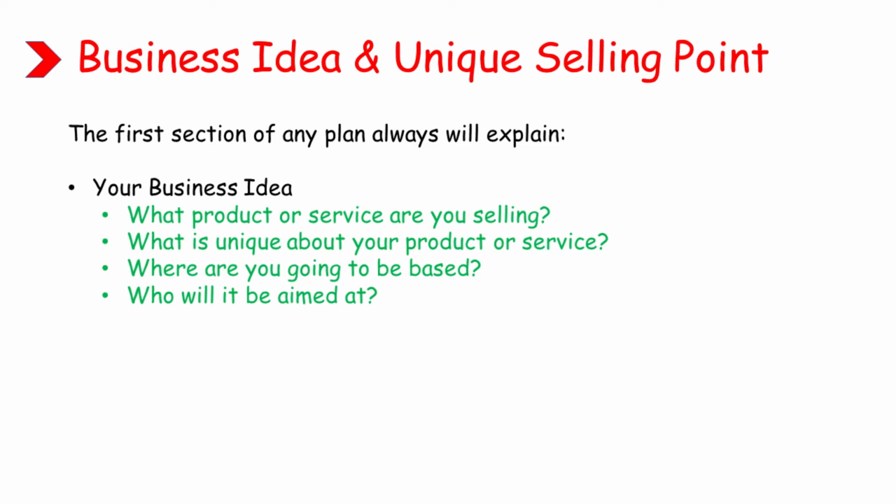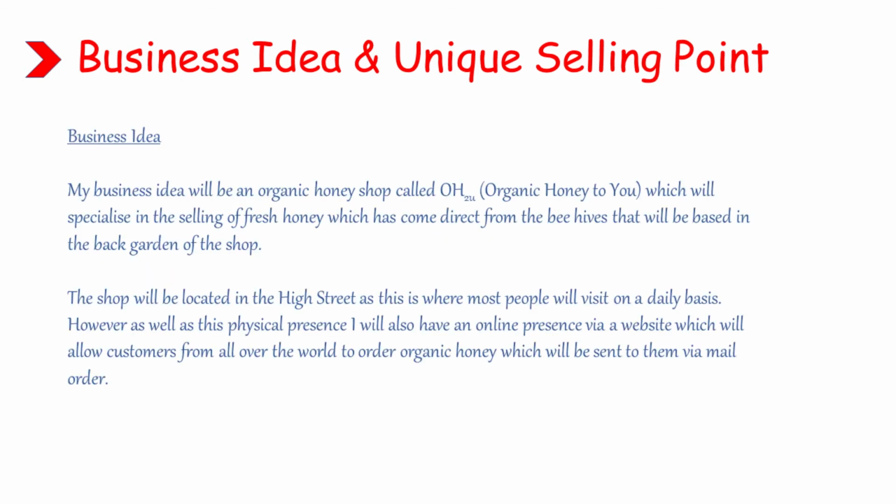They're all key important aspects that you need to cover when we look at setting out the first section of your business idea. Now, to try and help you with this, I've created an example. So as you can see, I set it out with business idea at the top of the page. And then I've gone into telling the reader straight away what my business idea is. So paragraph 1 is all about telling you what my business idea is. And I've said that it's going to be an organic shop that sells honey called OH2U.